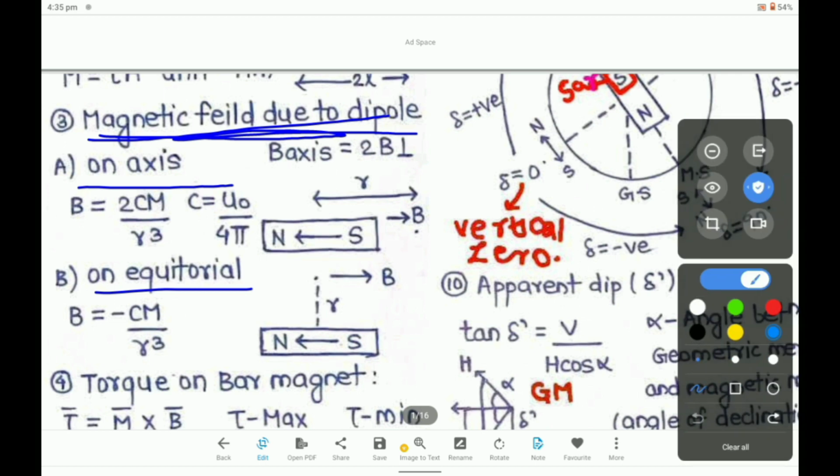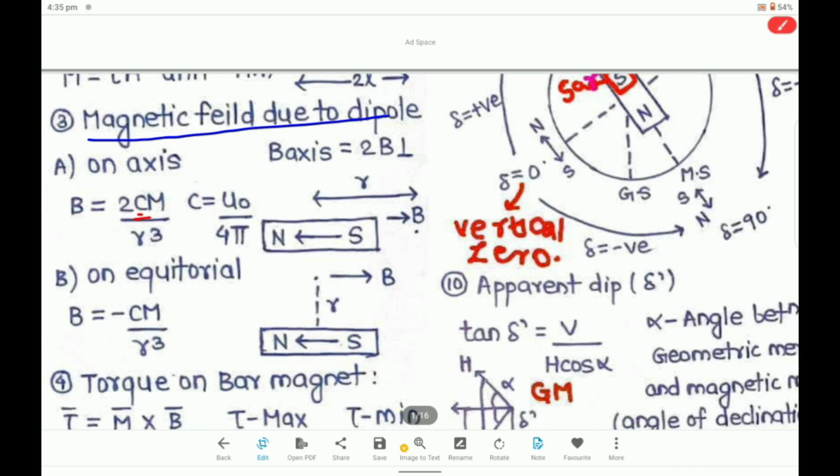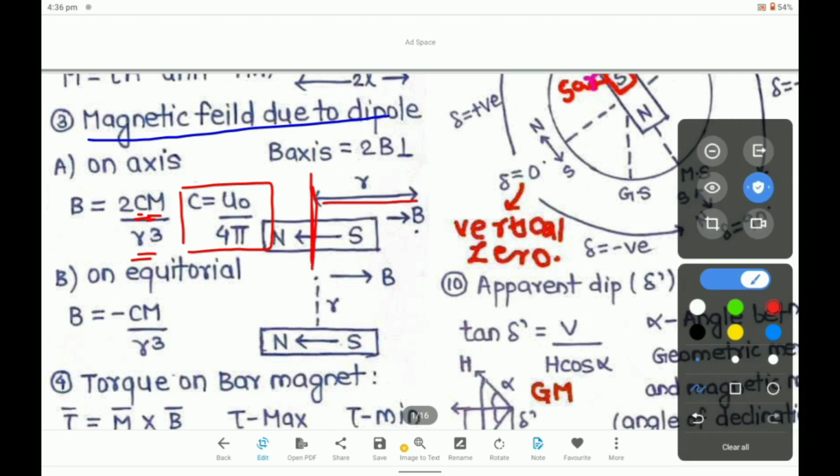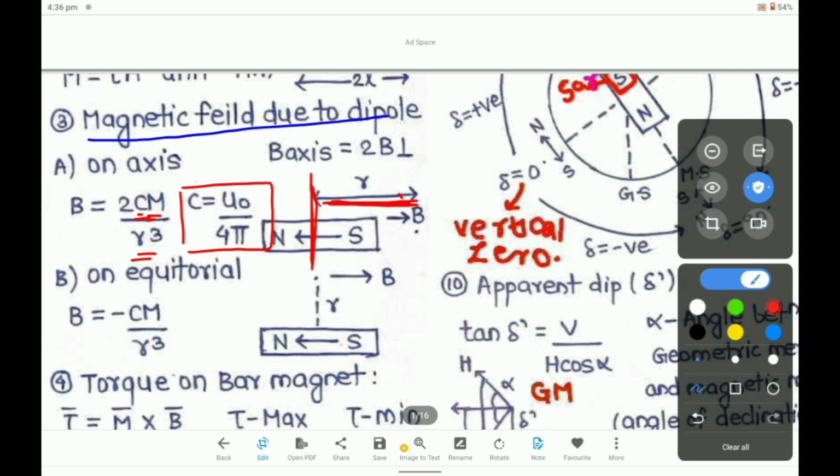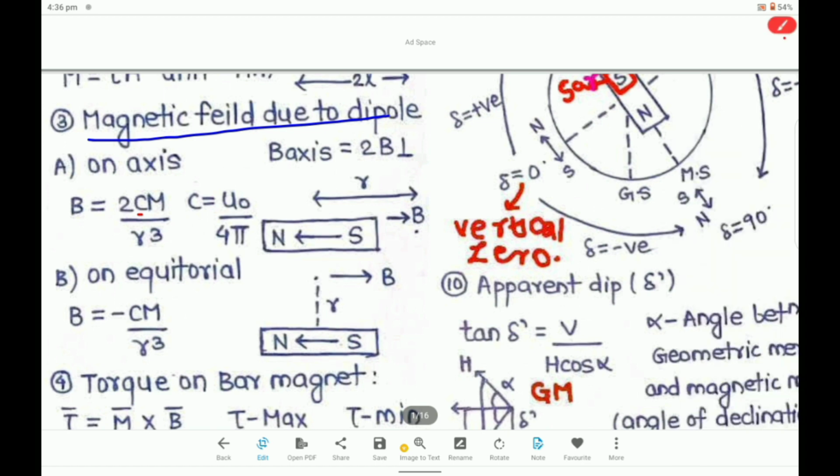Here c is your constant, which is equal to mu naught upon 4 pi, and here m is your magnetic moment, and here r is your distance from the center of the magnet, and this r is on the axis of the magnet. Here the dipole moment is always pointing towards north. Please remember that.